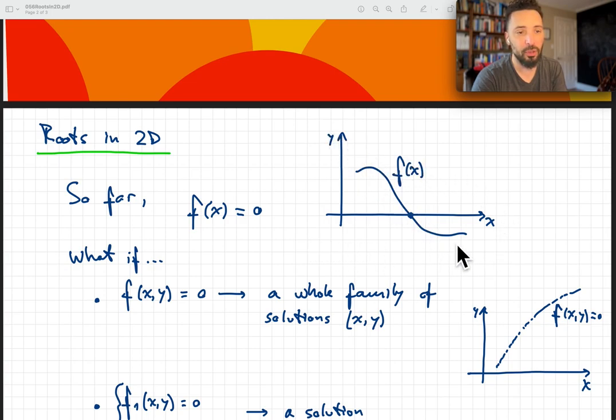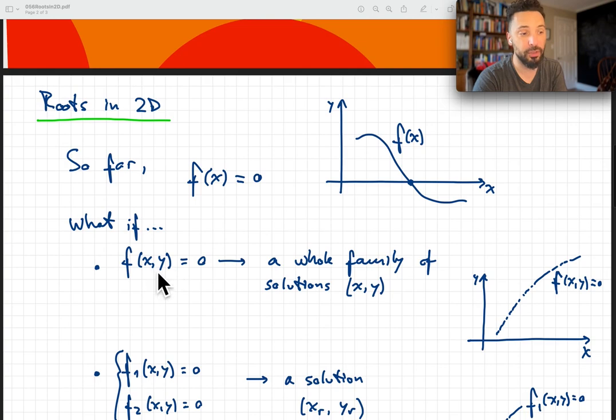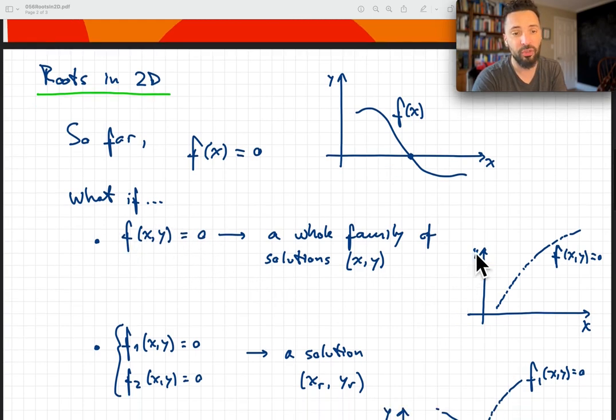We're going to have a function that we could plot on this xy plane. It depends on x only, and it crosses the x-axis at some point, and that's the root that we're looking for. But what if we were given a situation where we have a function of two variables, x and y, and we set that equal to 0, and we need to find the points where x and y satisfy this equation?